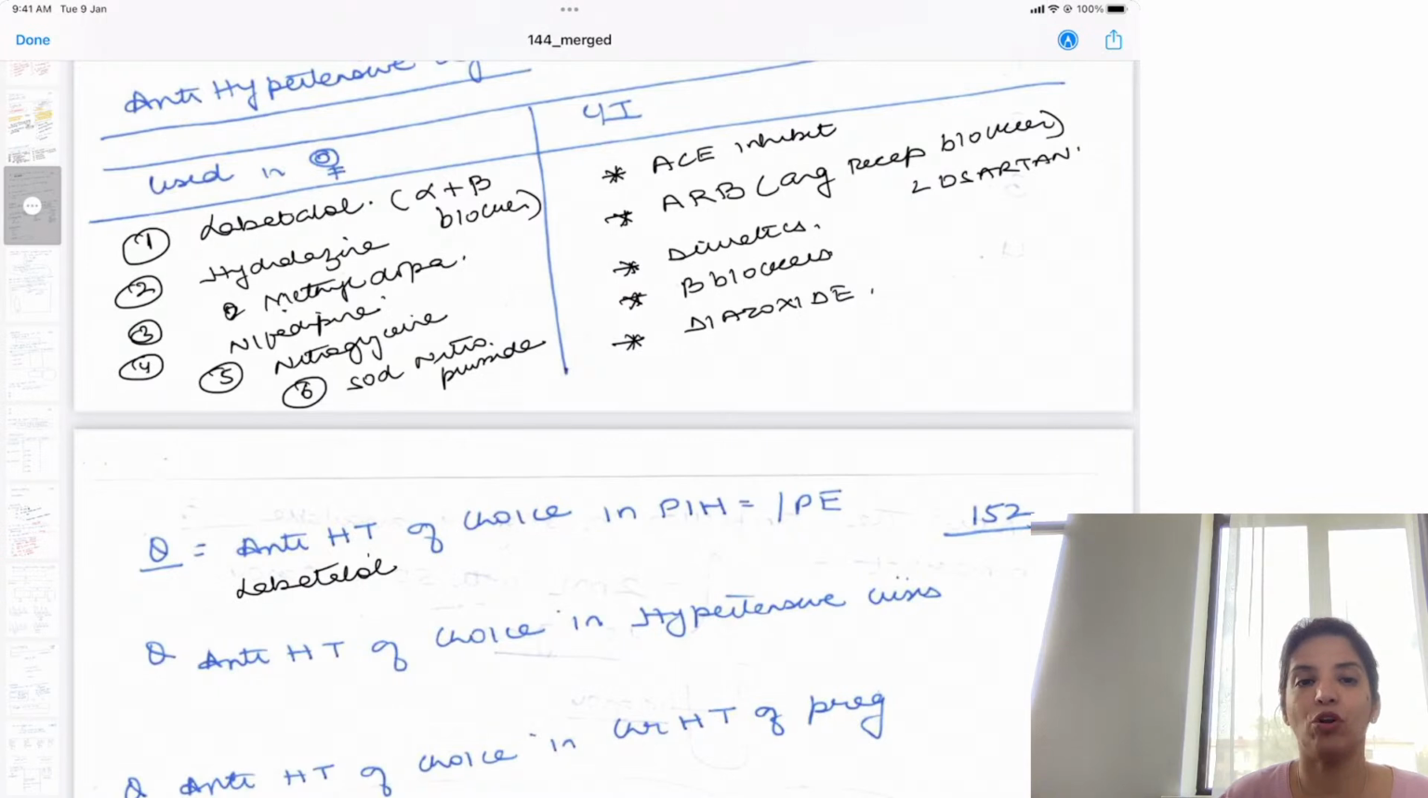Copy quickly, all of you. Okay. Copied. Shashi Bhushan copied. Chalo.